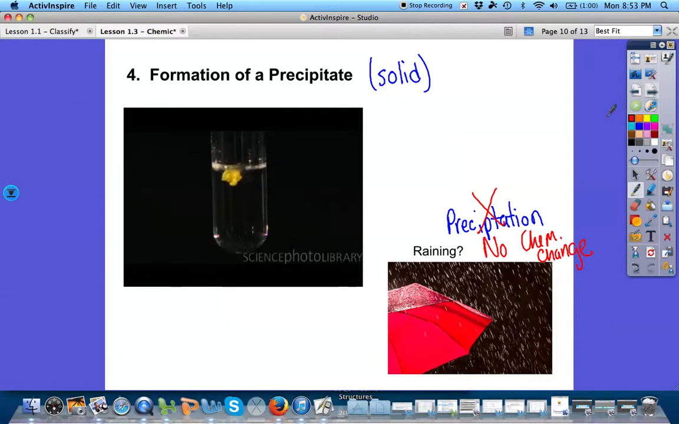You will be having a homework quiz over classification of matter as well as chemical and physical change. So make sure that you are prepared for that.